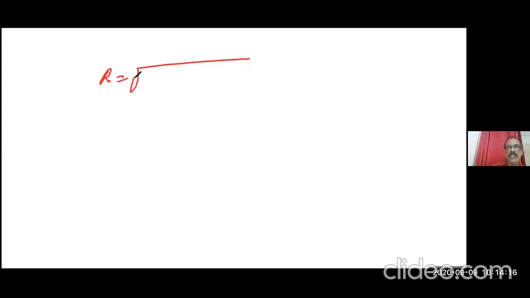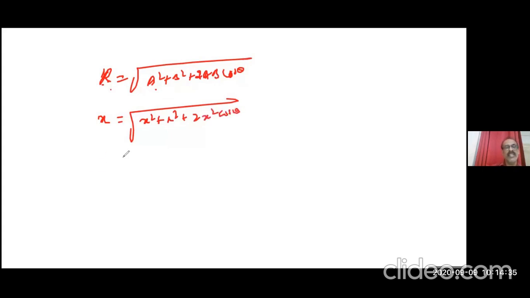Or you can prove it: R squared is equal to a squared plus b squared plus 2ab cos theta. This is a proof. Then R is equal to x, because R, a, b all are same. So x squared is equal to x squared plus x squared plus 2 x squared cos theta. Now here x squared is equal to 2x squared plus 2x squared cos theta, isn't it?